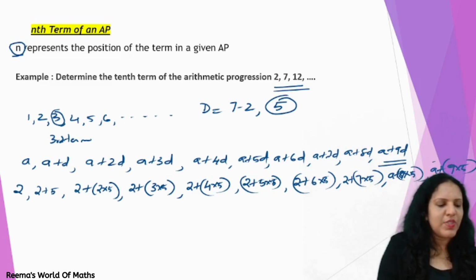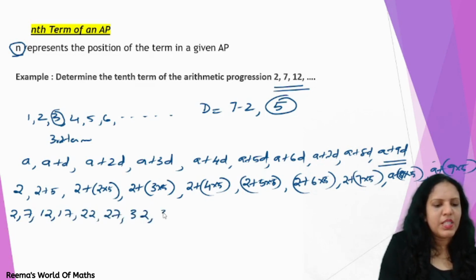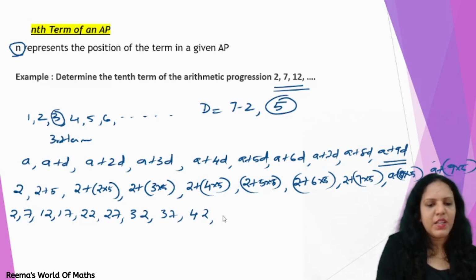Let's see the values. 2 is the first term, 2 plus 5 is 7, then 12, again 12 plus 5 is 17, 22, 27, 32, 37, 42. How many is it? 1, 2, 3, 4, 5, 6, 7, 8, 9, 10 terms, and the last is 47. So the 10th term is 47.